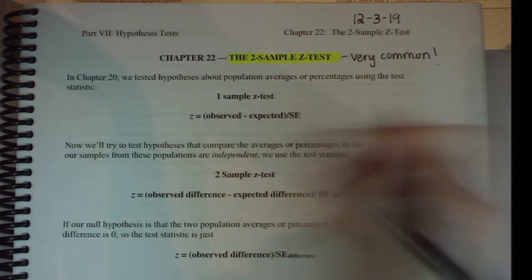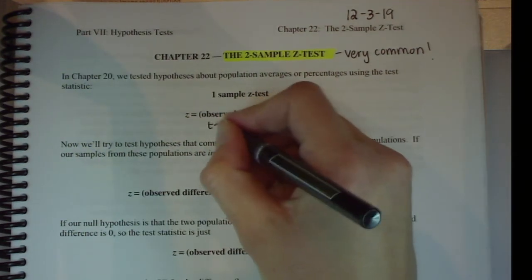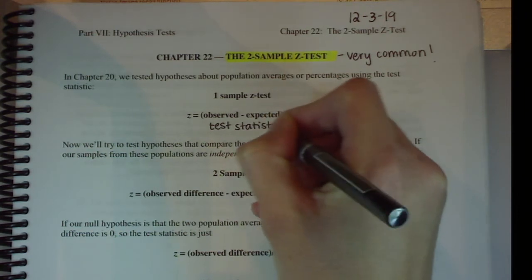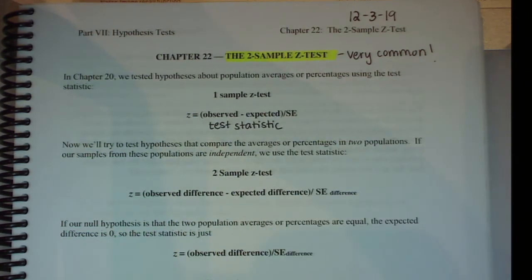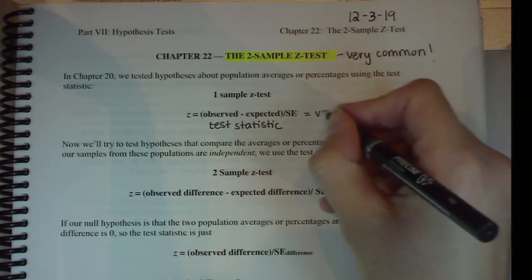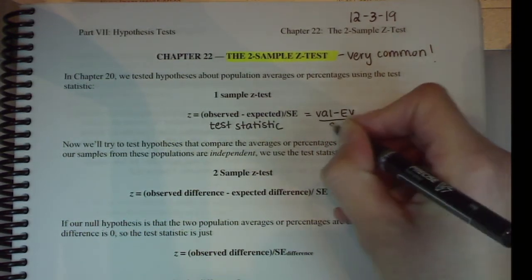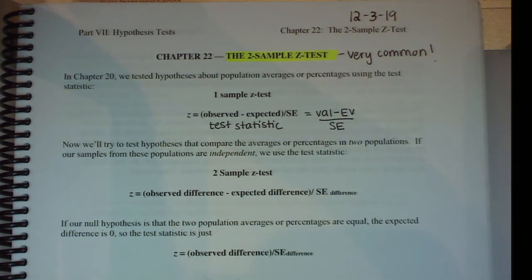So with the one sample z-test, here was our test statistic, which is z. Test statistic, that's what we called the statistic we calculate for our test. So like for the t-test, it was t. And this was just, I always like to write it as value minus expected value over standard error. So observed is just the observed value. So that's the one sample z-test. We did that, right, back in the day.